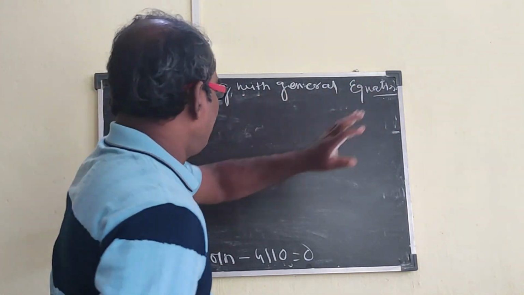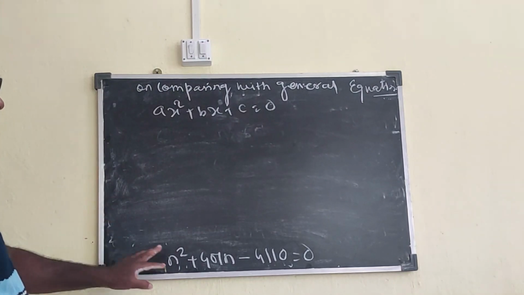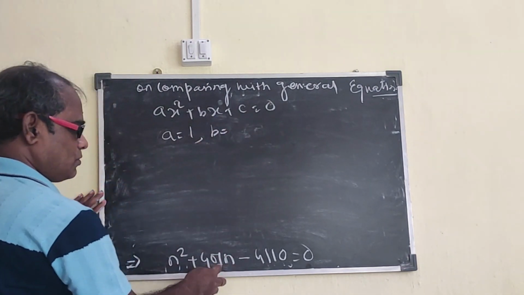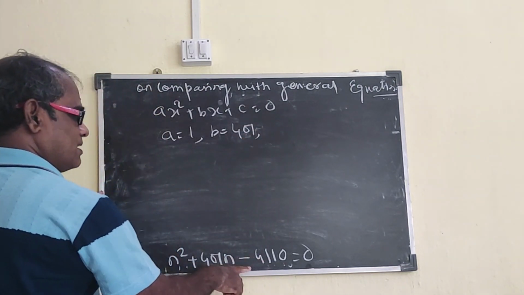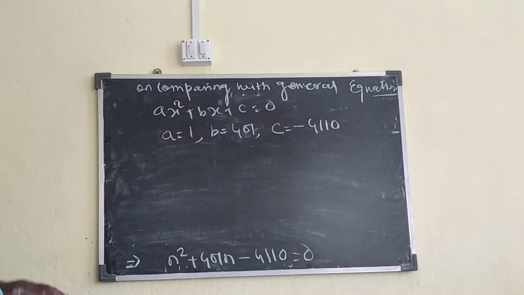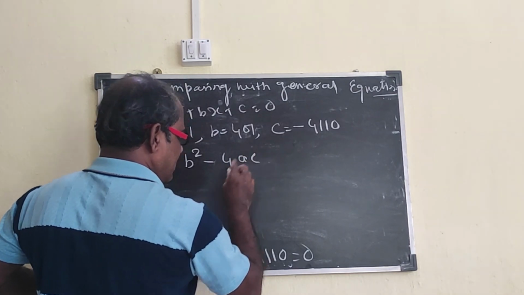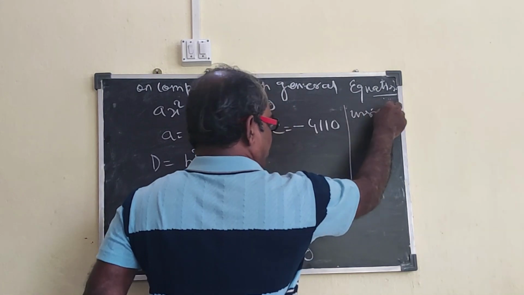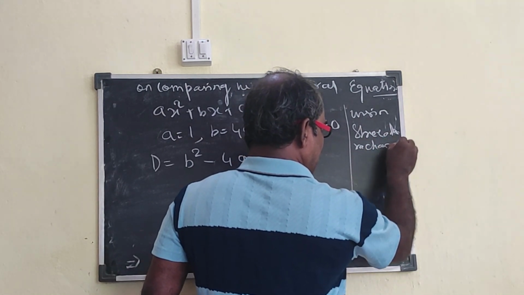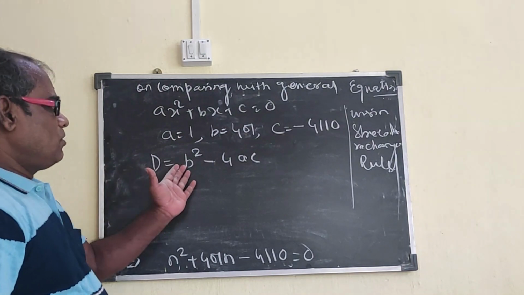So on comparing with general equation, ax square plus bx plus c is equal to 0, then from here the term a is equal to 1, b is equal to 401, c is equal to minus 4110. Then we find out the discriminant D is equal to b square minus 4ac. Here we write using Sridharacharya's rule. Clear? So D is equal to b square minus 4ac.